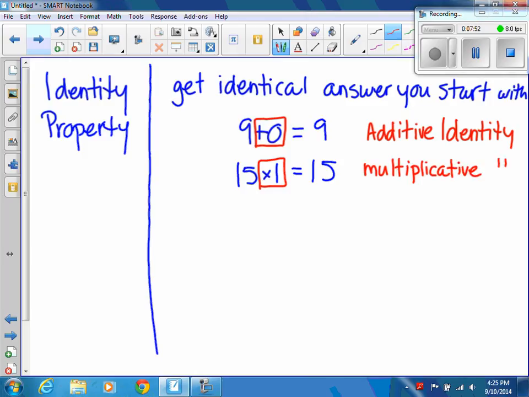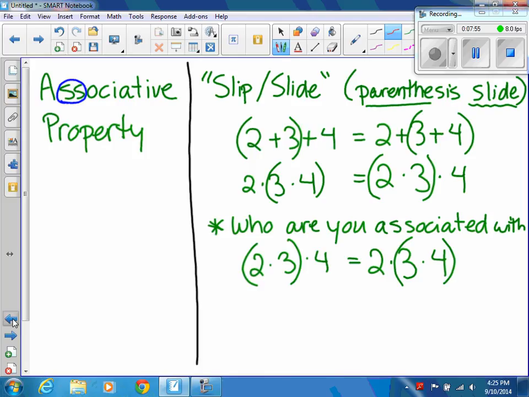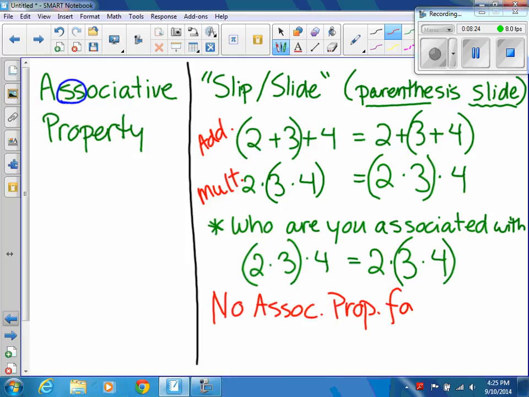And let me go back just a moment because I think I didn't say that here. Yes, with the slip and slide with the associative property, again, we have an associative property of addition, just like we did with commutative, and we have an associative property of multiplication. So just keep that in mind. They have dual properties here. Again, there's no associative property for division or subtraction.